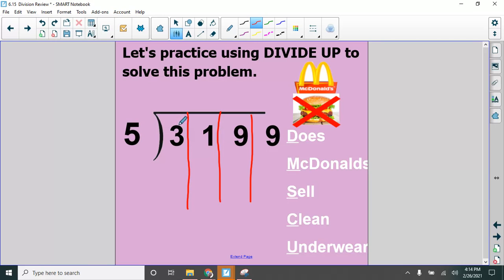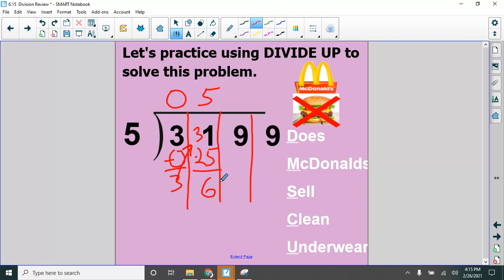How many 5s are in 3? 0. 0 times 5 is 0. 3. Where's that 3 going? Next to the 1. What should you do next? How many 5s are in 3? Now, watch. I'm going to make a mistake here. Let's say I say 5, and then I do 31 minus 25, and I get 6.